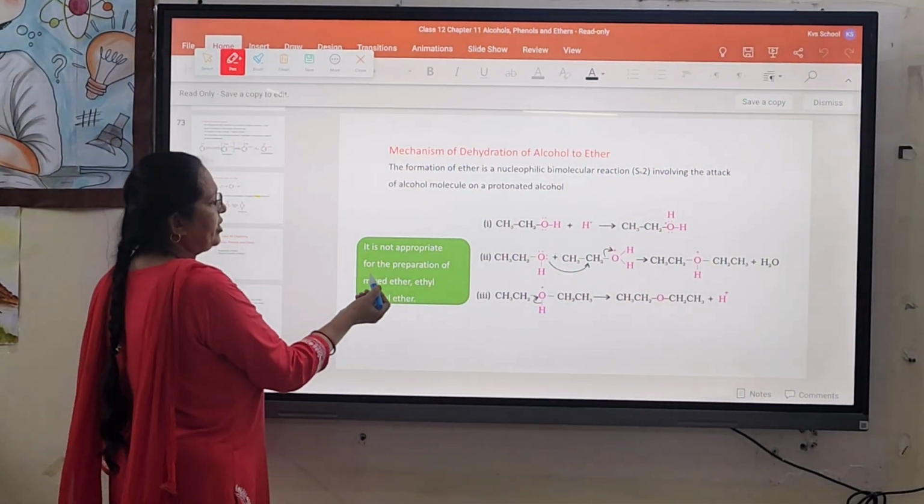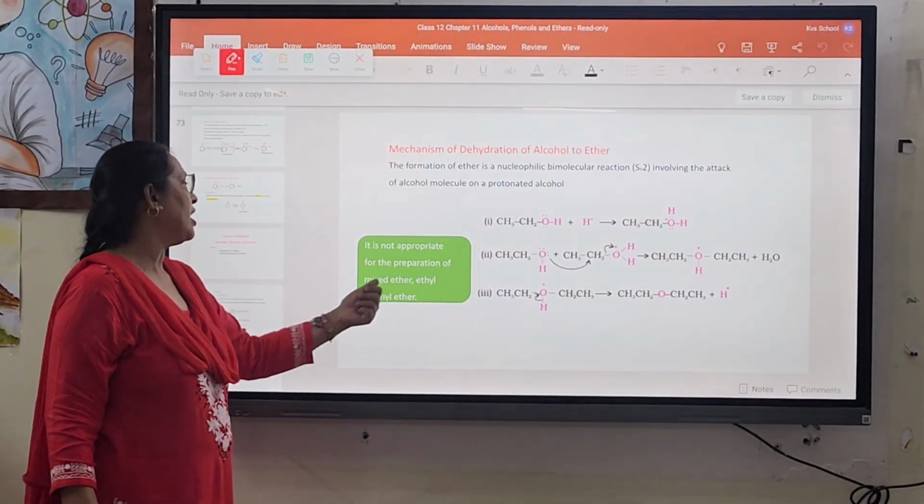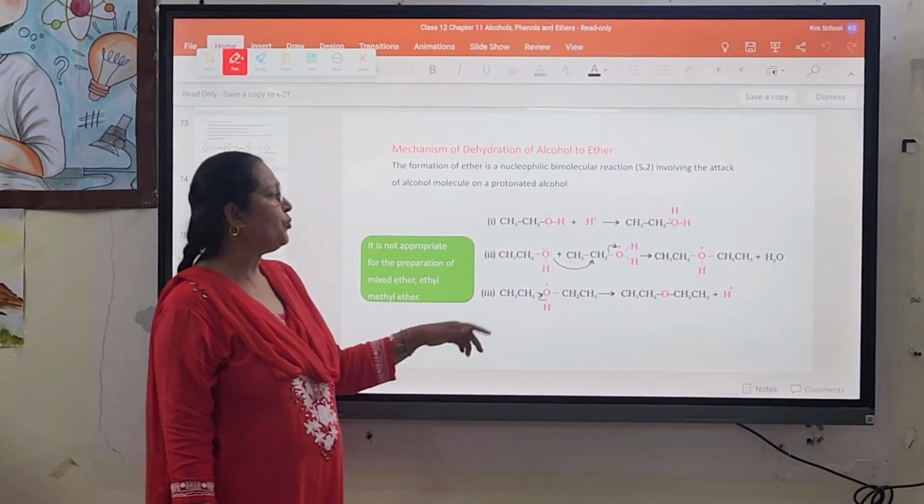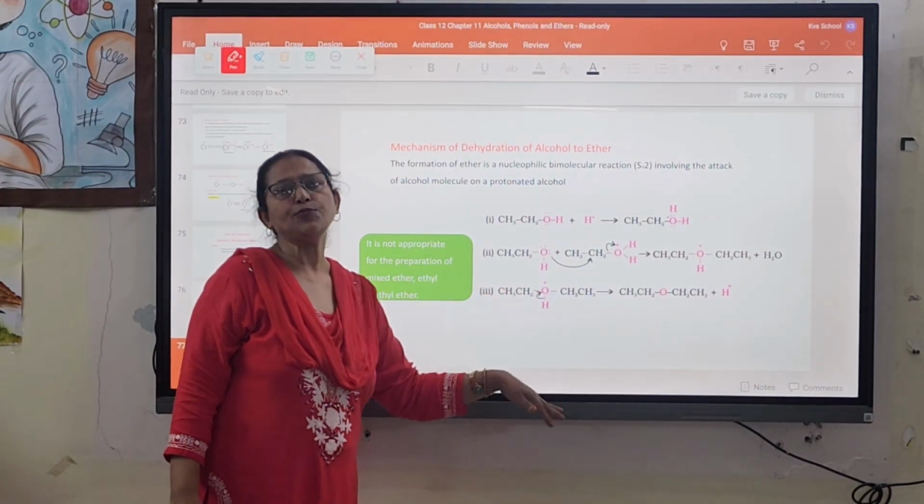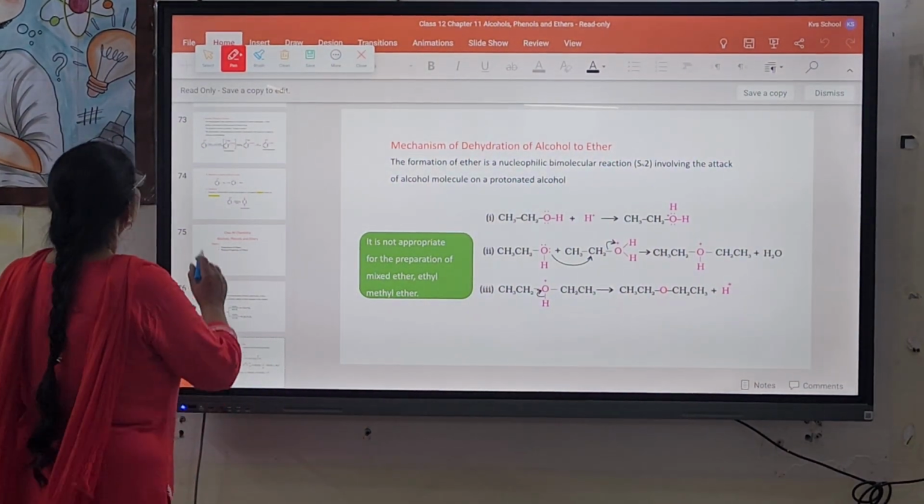It is not appropriate for the preparation of mixed ethers, that is, if you want to prepare ethyl methyl ether, this process is not appropriate.